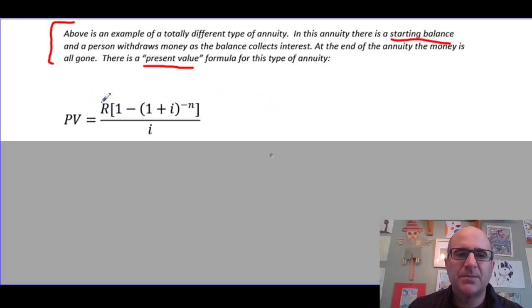R is payments, but in this case, they're payments that you withdraw, not put in. You're not saving in this case. I is the interest rate, and then N is the number of periods, or in this case, the number of times you take out money.